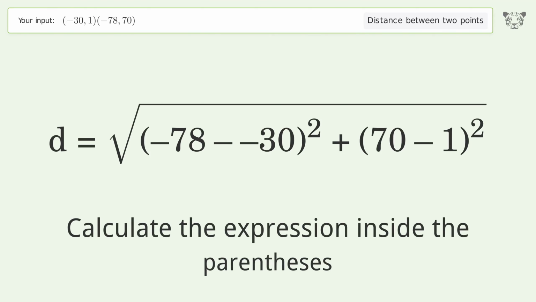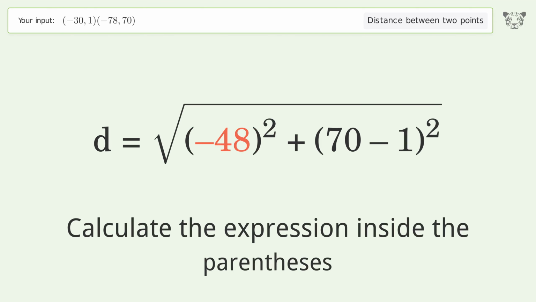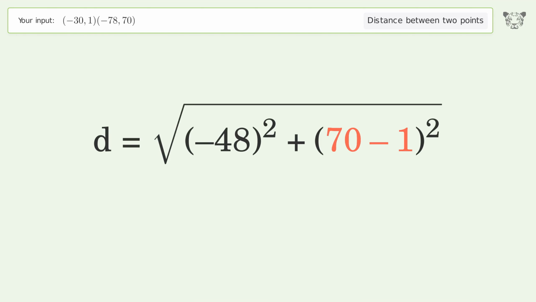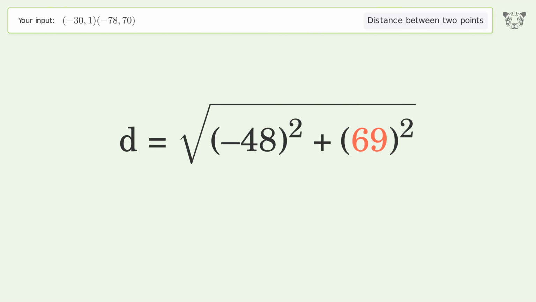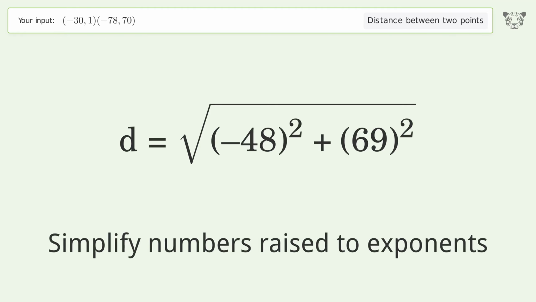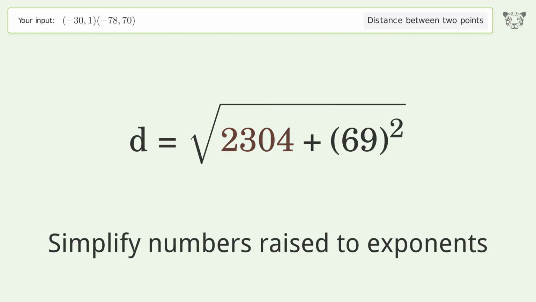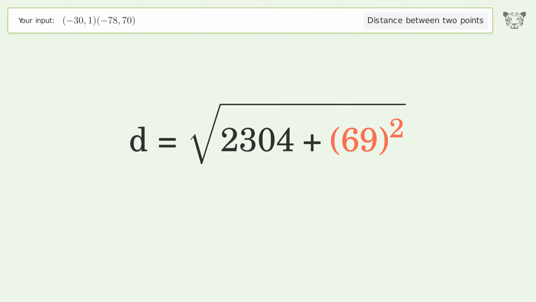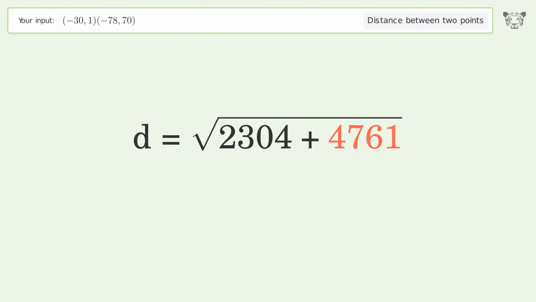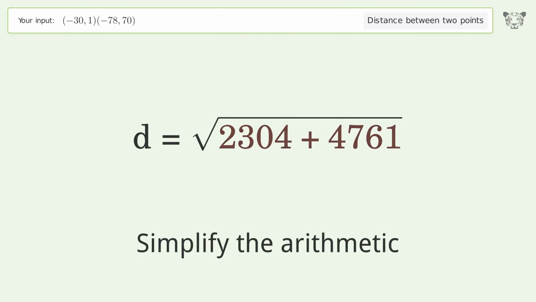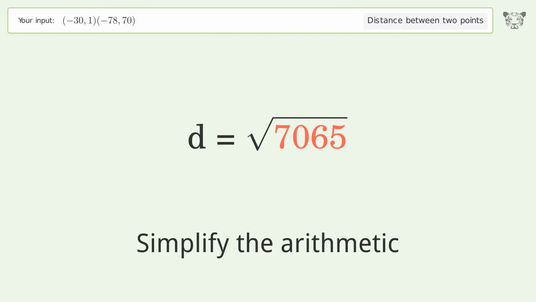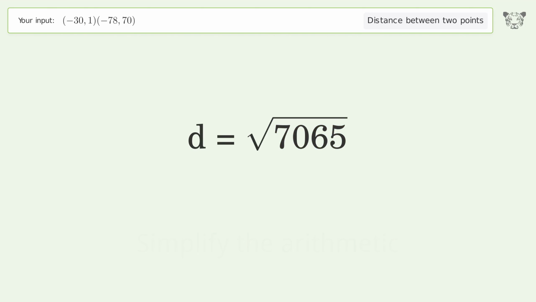Calculate the expression inside the parentheses. Simplify numbers raised to exponents. Simplify the arithmetic. And so the distance between the 2 points is the square root of 7,065 or 84.054.